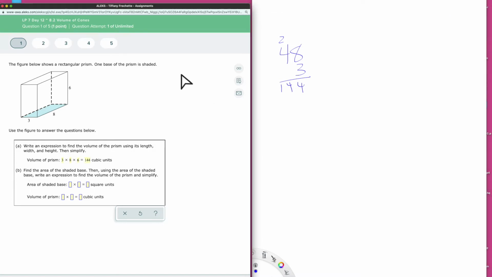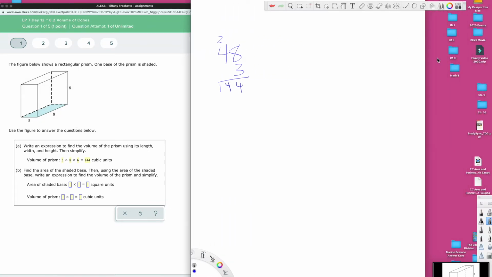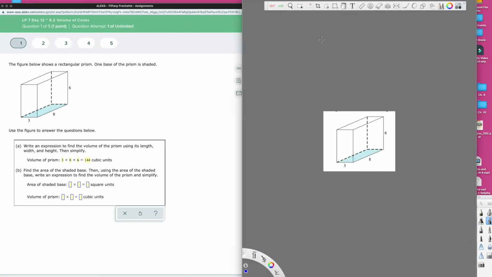And what that means is if we fill this up with tiny little cubes, and I can even bring this guy over here so I can kind of show you what I'm talking about. Let me grab it. All right, so we're going to zoom in on this.